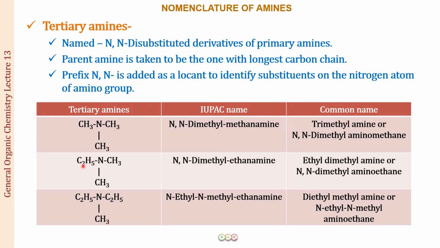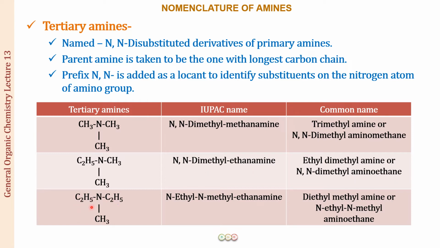Fine. So next you can see over here we have an ethyl group and two methyl groups. So this is going to be ethanamine, where we will be having more number of carbons in the parent chain, right? So this is ethanamine and the rest are going to be N,N-dimethyl. So the name being N,N-dimethylethanamine. And when you're going to give the common name, it is going to be ethyldimethylamine or N,N-dimethylaminoethane. I think now it is clear to you.